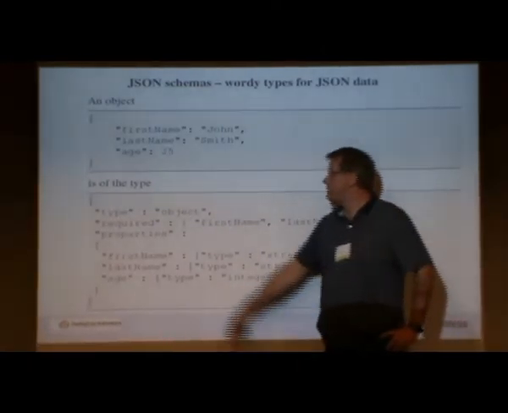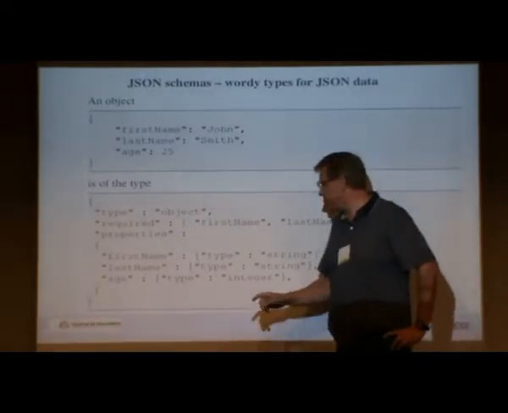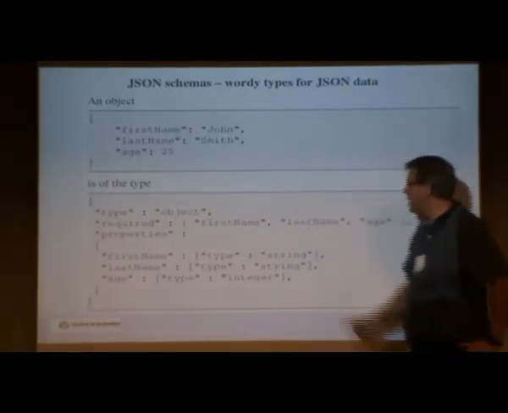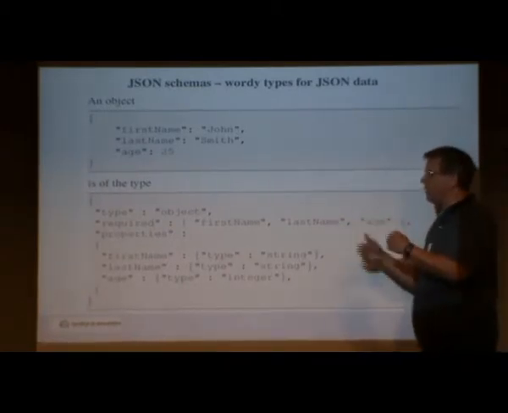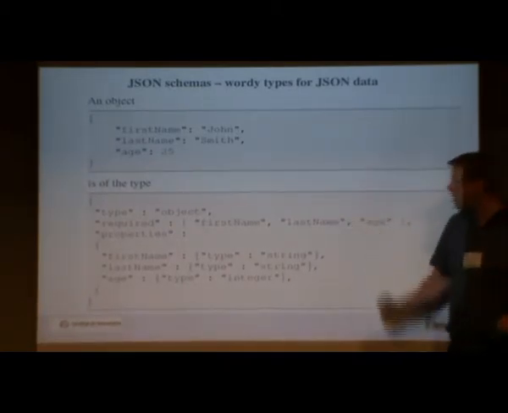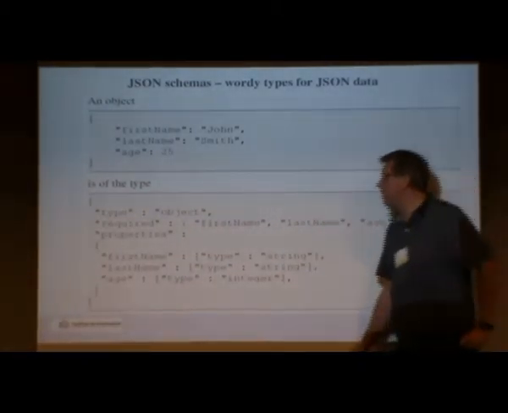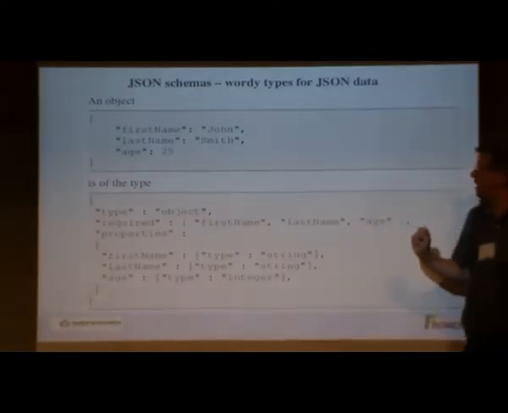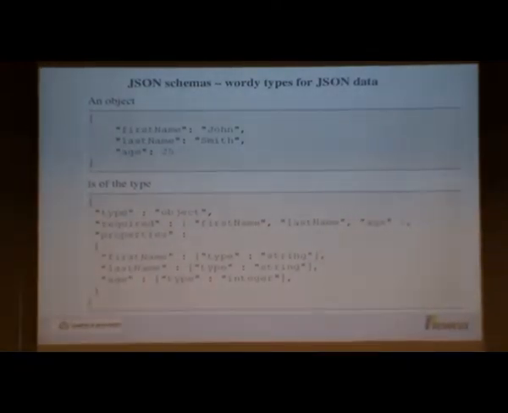This object is of type object. We require the following set of keys. First name should be there, last name should be there, age should be there. What are the properties of the values of these keys? Well, the value of first name should be a string, the value of last name should be a string as well, and the age should be an integer. So it's fairly straightforward. Okay?